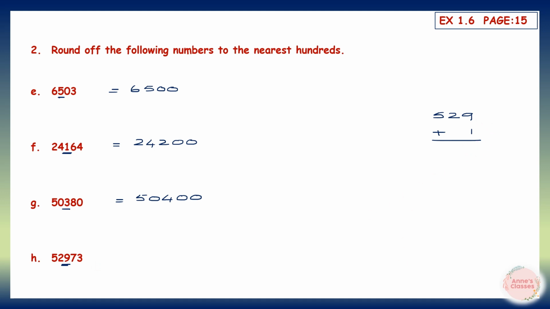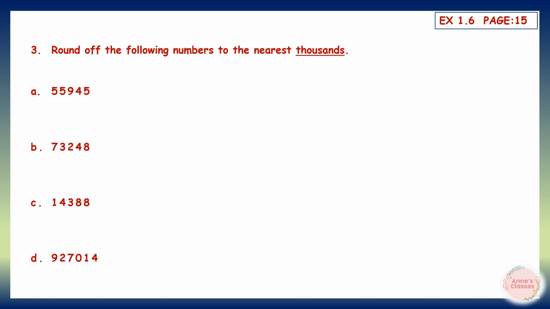9 plus 1 is 10. Carry 1, 2 plus 1 is 3 and 5, 530. So here we are going to write 530 instead of 529. And then there are 2 digits, put 2 zeros. So we have 2 zeros. So now what is our number? 53,000.